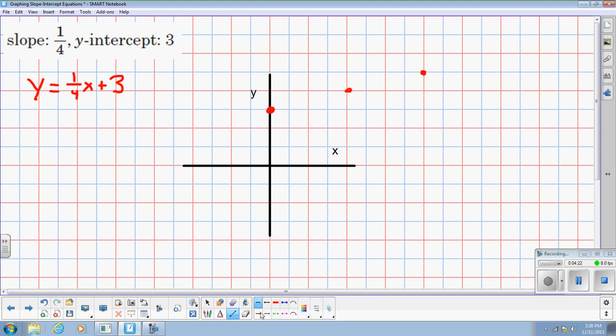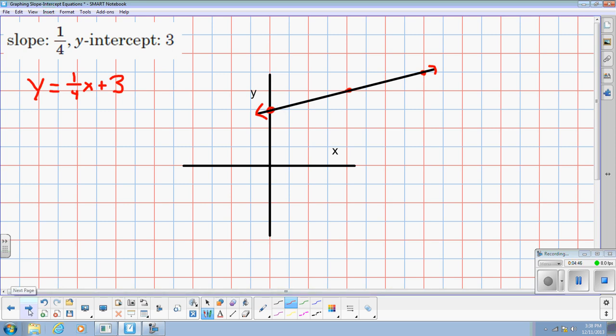Got to draw my line. Get your straight edge. Try not to do this freehand. Use a straight edge so you can get things straight. It's important to be accurate. So now I've drawn my line through my 3 dots. I'm putting my arrows on the end to say that this will continue on forever in both directions. And I have now graphed a second line. That line has a slope of 1/4, and it started at positive 3.